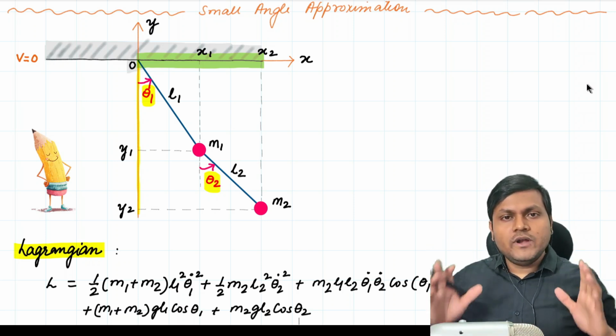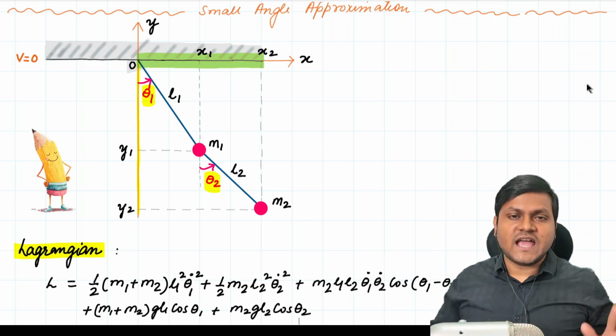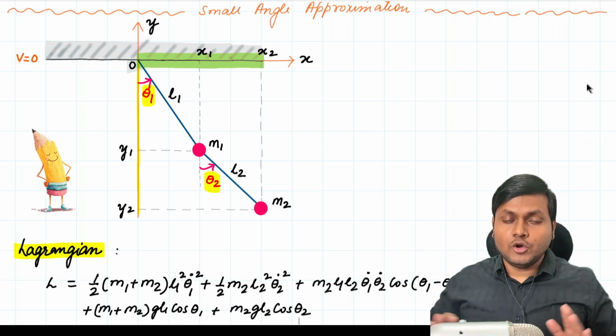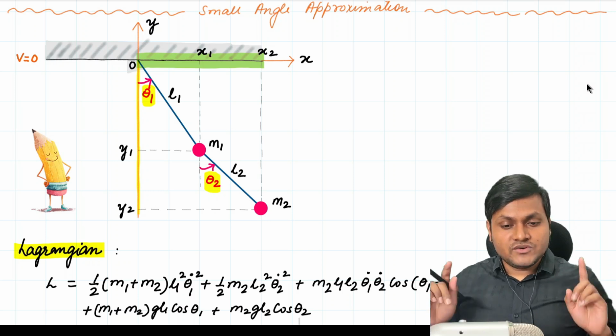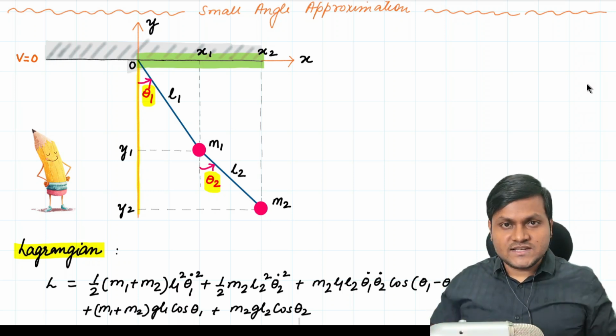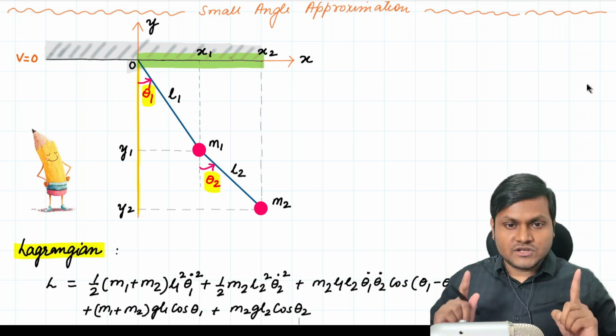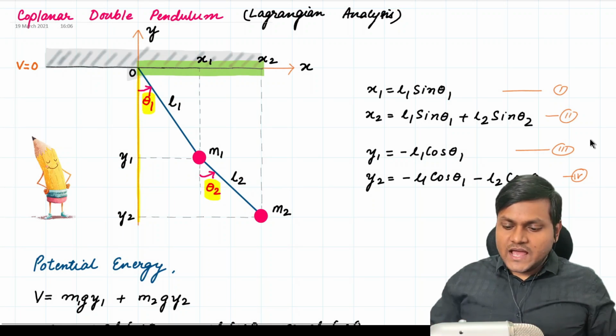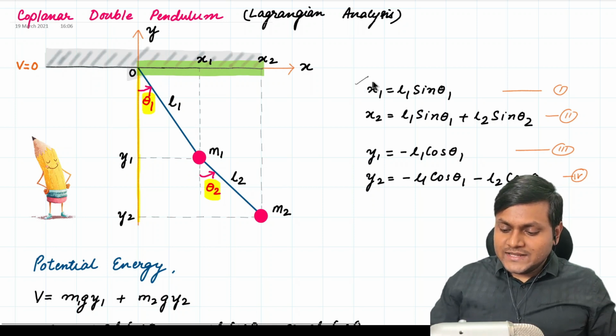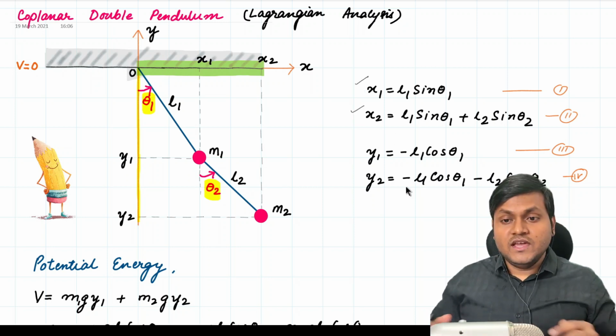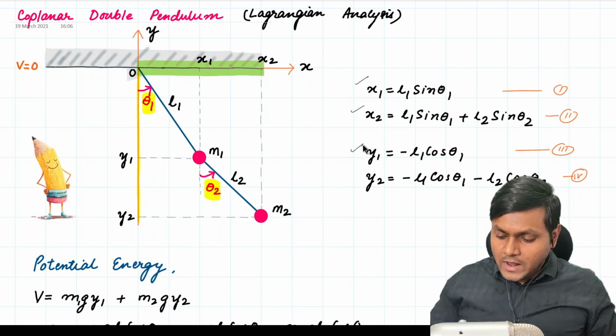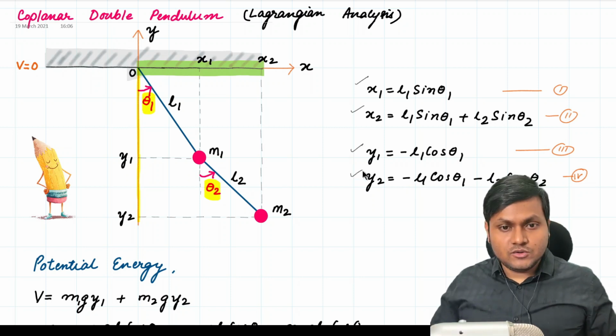Now, I have already obtained the Lagrangian for this kind of a setup in my previous video, so I'm not going to obtain that today. If you are interested in obtaining the Lagrangian for this setup, you can take a look at the previous video. I can do a brief revision for that. So what I did was I simply looked at the x1 and x2 in terms of θ1 and θ2 and y1 and y2 in terms of θ1 and θ2, which simply comes about from the geometry of the setup.